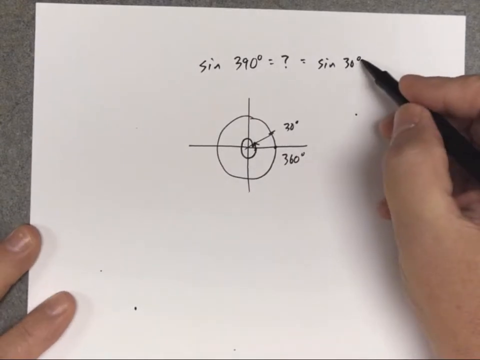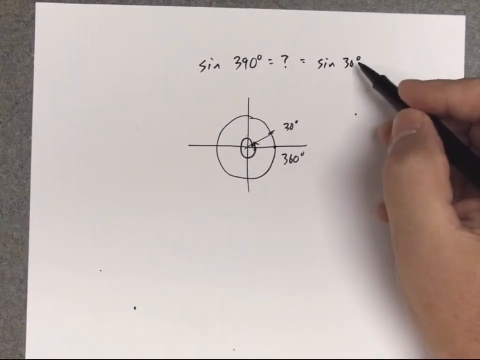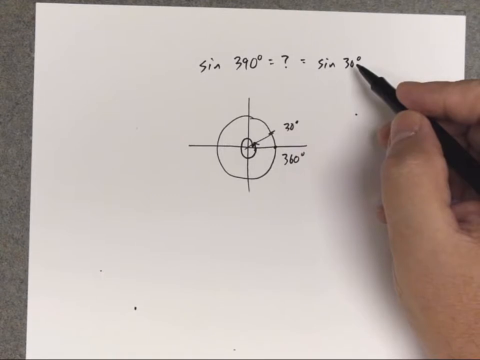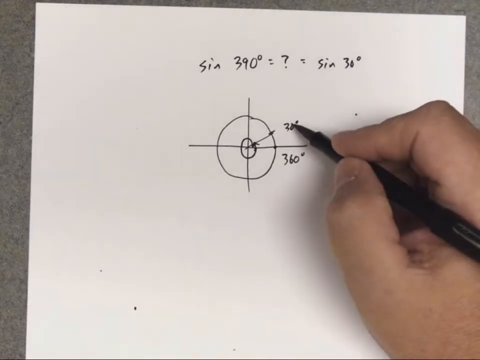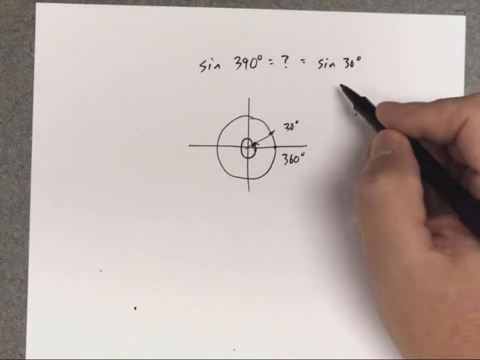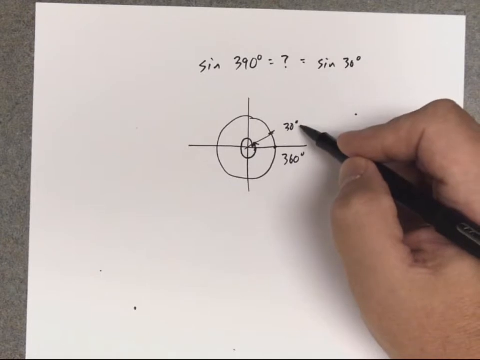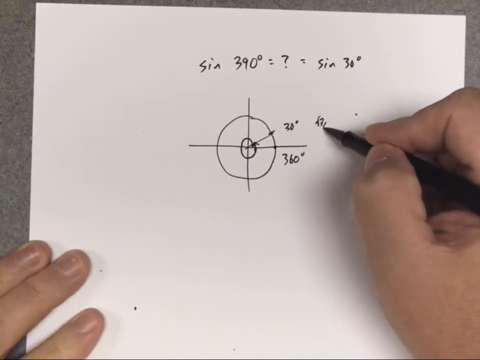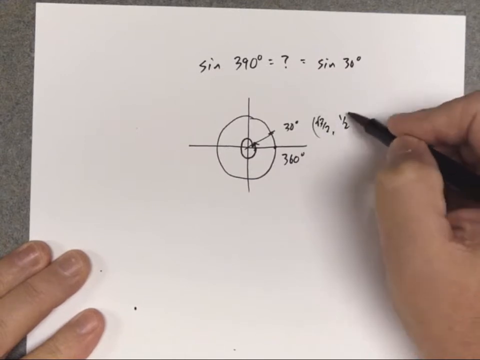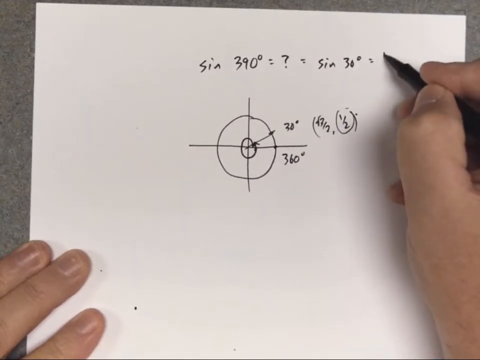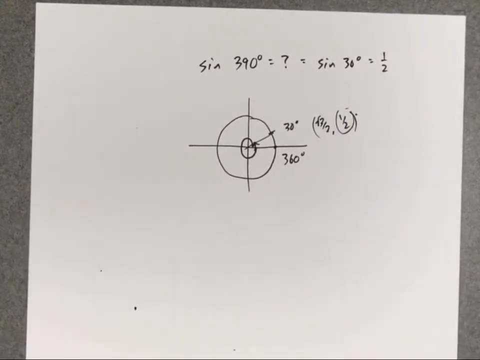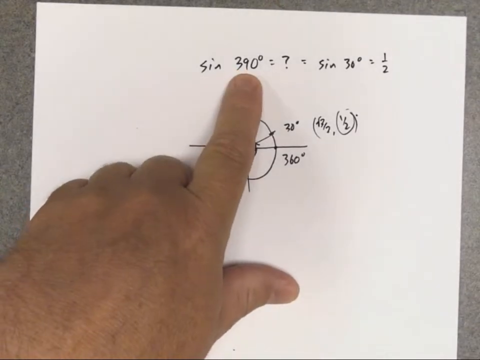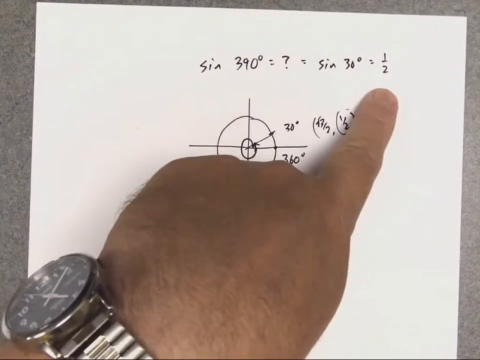And now the sine of 30 degrees, in your mind, see, I've memorized the unit circle, so I think of the 30-degree angle. Since it's a sine, I think of the y value. I know in my head, a 30-degree angle is square root of 3 over 2, 1/2. And I say, okay, so it's 1/2. The sine of 390 degrees is 1/2.